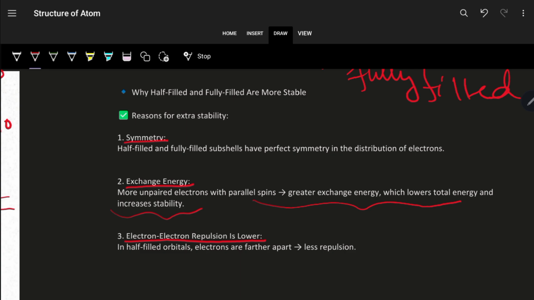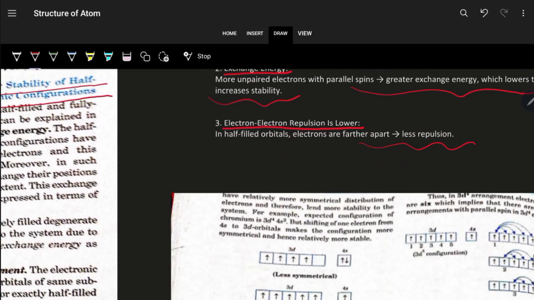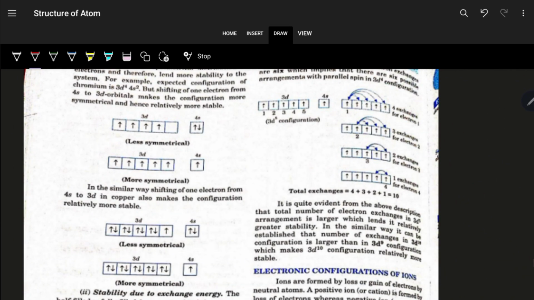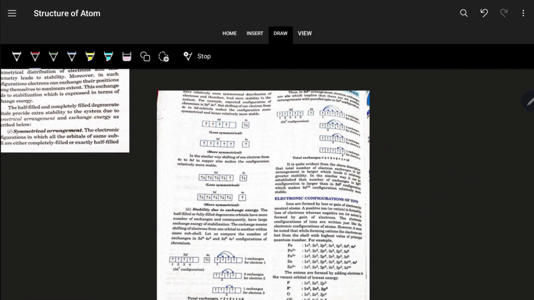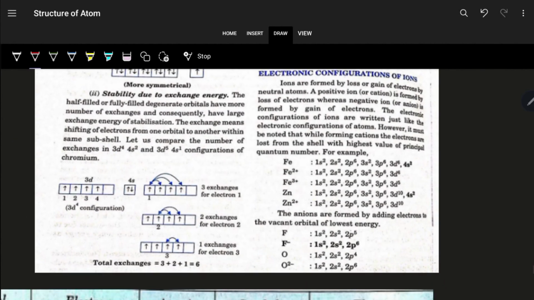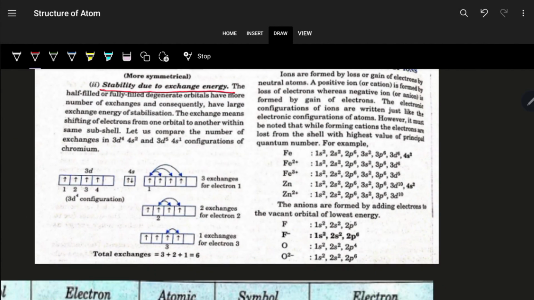And when it is singly occupied, half filled, what happens? The repulsion is less. Okay, so exchange energy concept I have mentioned. For that reason I have shown here stability due to exchange energy. See, more number of exchanges, what is happening here? How many exchanges are possible in a d4 configuration? Okay, 3 exchanges, 2 exchanges, 1 exchange, totally 3 plus 2 plus 1 gives you 6.